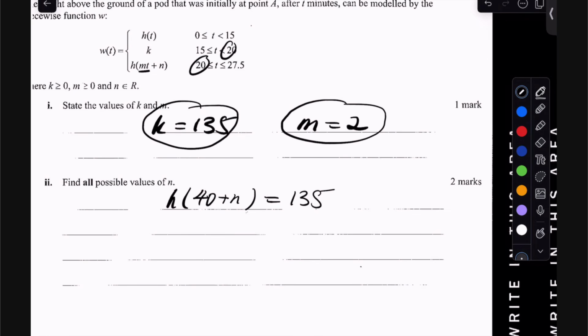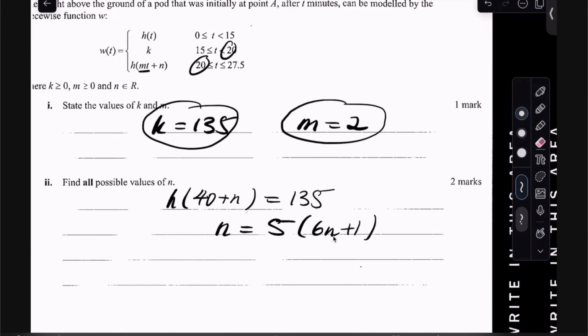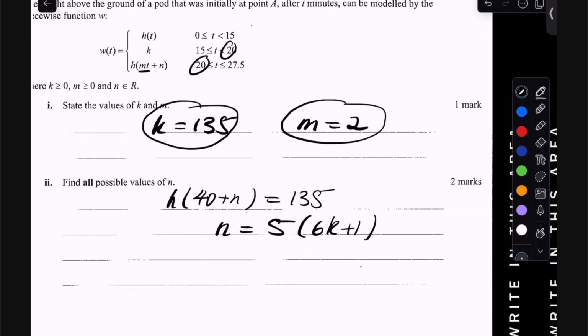Yeah, and you get n is equal to 5 times 6k plus 1. And sorry, you can't put n, because you're saying n is equal to n. So n is 5 times 6k plus 1, where k is an element of integers.